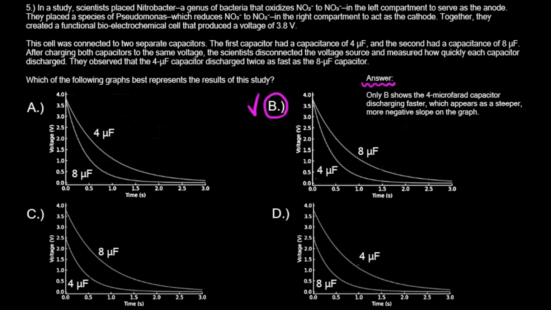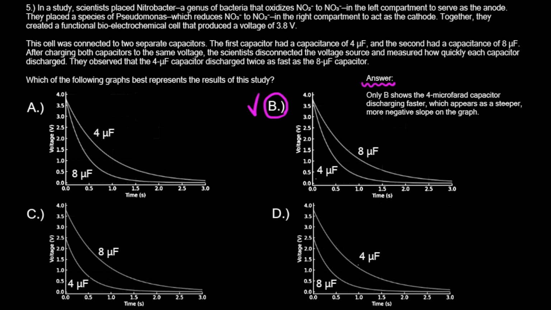The correct answer to this question is B. Let's break it down together and see why. First, what is this question asking us? It's asking us to identify the graph that best represents the result of the study. So, what is a key piece of information that will help us pick the correct answer? If you said the result of the study, you are absolutely right.